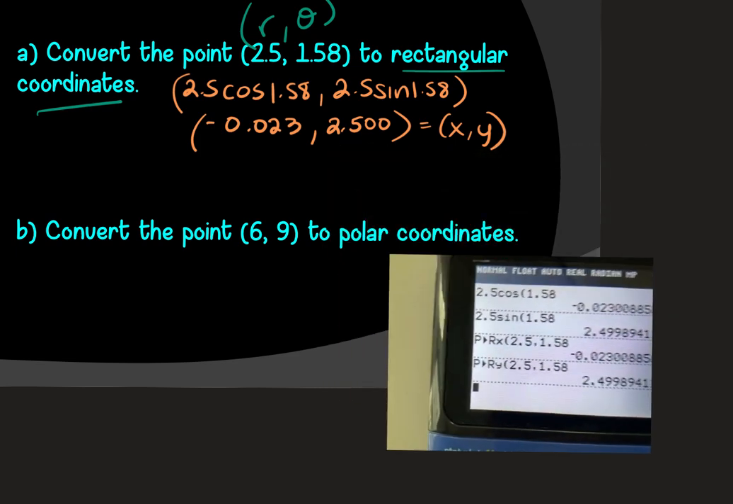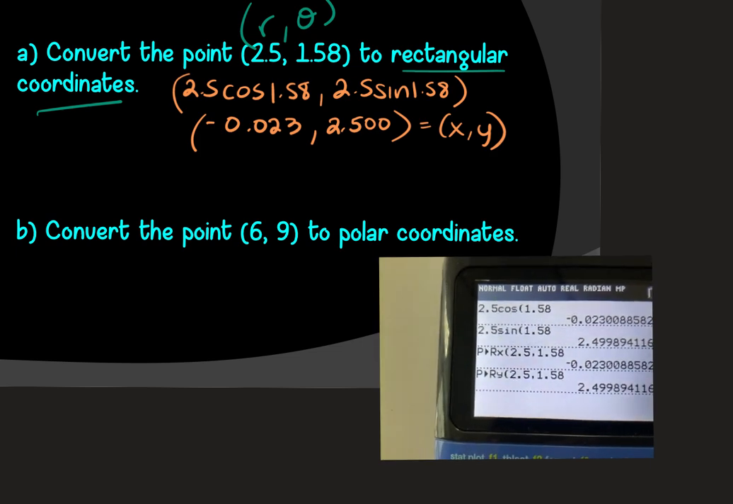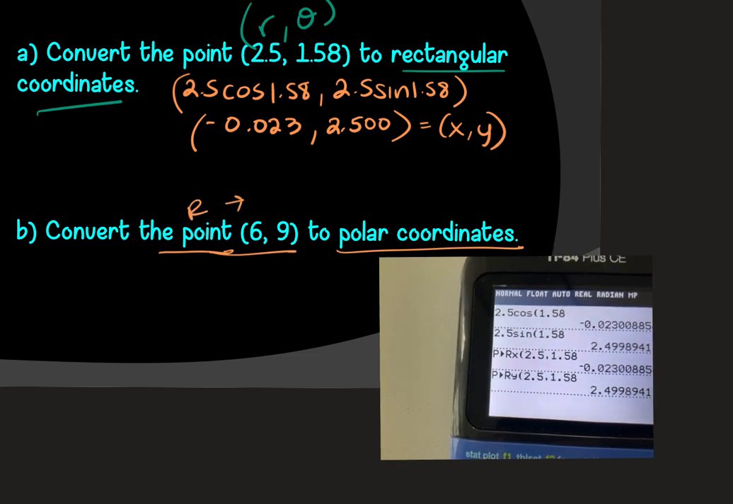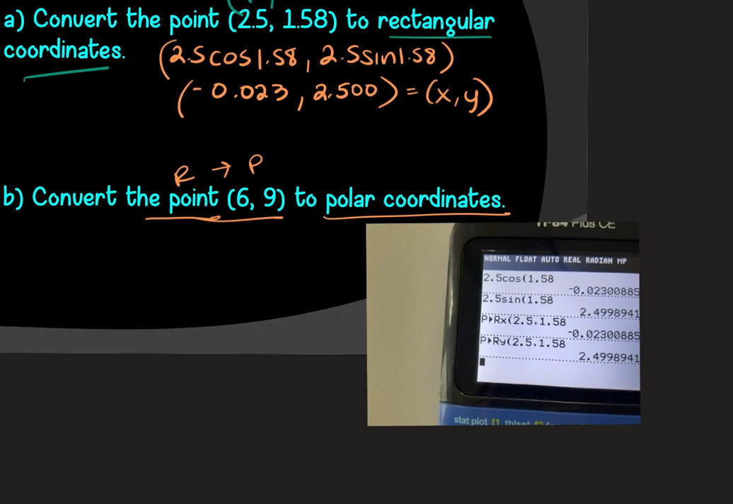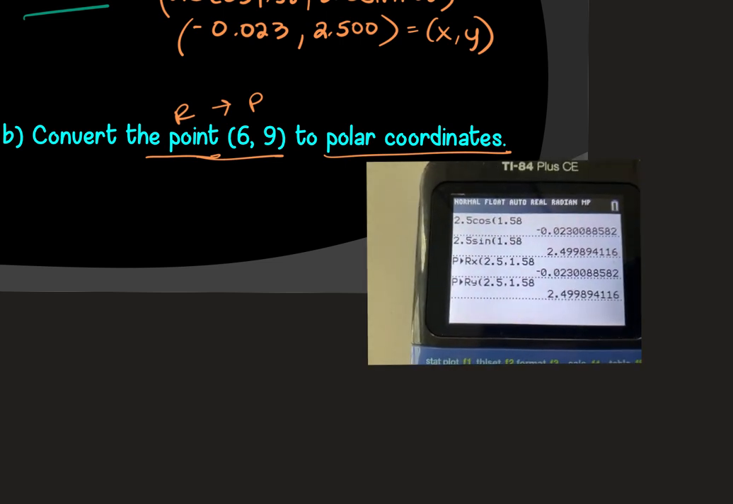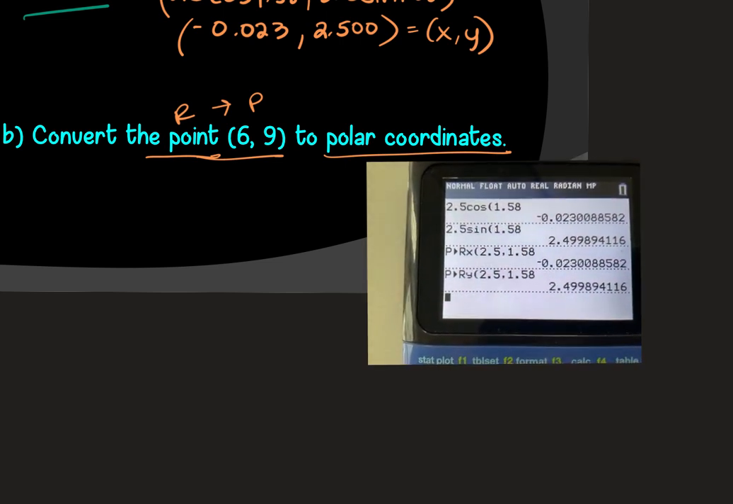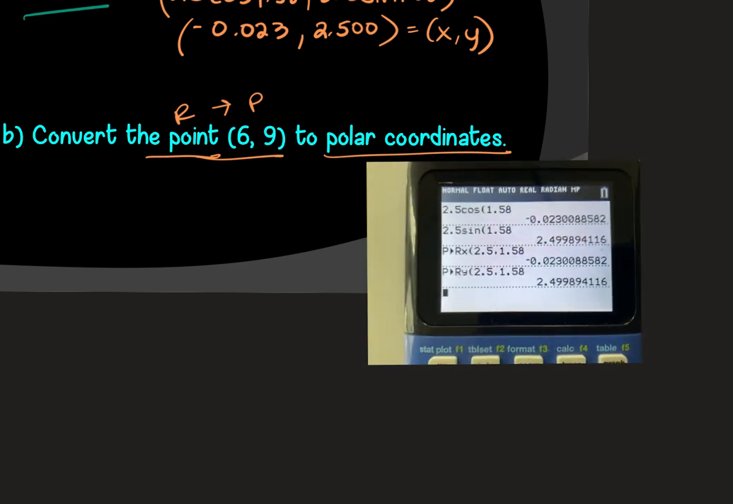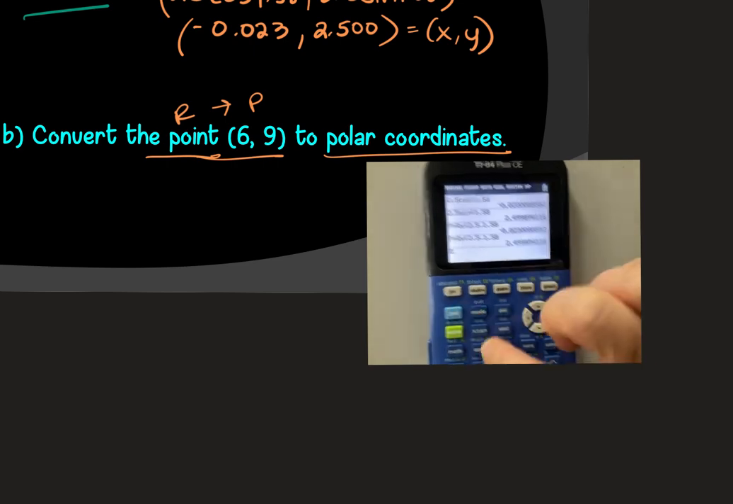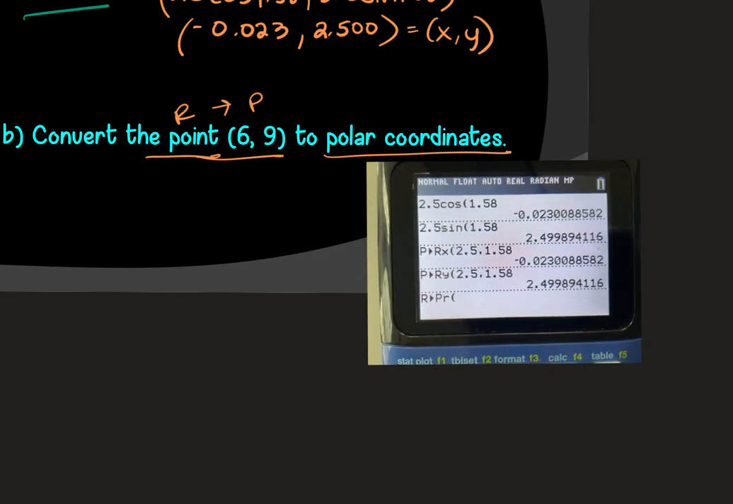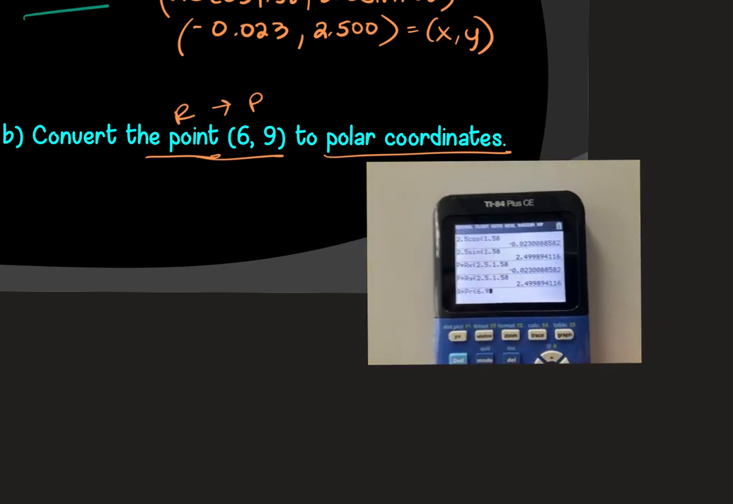While we're here, I'm going to do the next one. It says convert from this, 6, 9, to polar coordinates. That means it started rectangular and it's going to polar. The long way is the square root of x squared plus y squared. That's going to give you your r. And then do tan inverse of 9 over 6. The shortcut is these little buttons. So I'm going second, apps, rectangular to polar r first, 6, comma, 9.